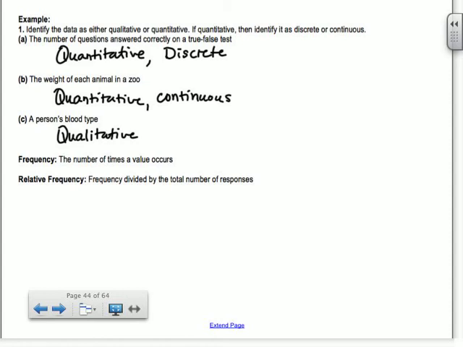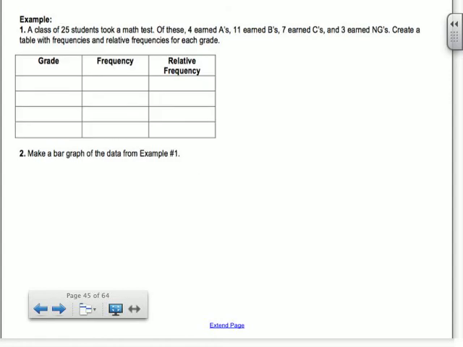Okay, so number 1, it says a class of 25 students took a math test. Of these, 4 earned A's. So that means that's the frequency. 4 had A's. 11 earned B's. 7 earned C's. 3 earned F, which is from my old notes from my previous school. I must have copied it. That stood for no grade, because they wouldn't get credit. Doesn't make sense. So you would get 4, 11, 7, and 3, so that's 25 students in the class, right?